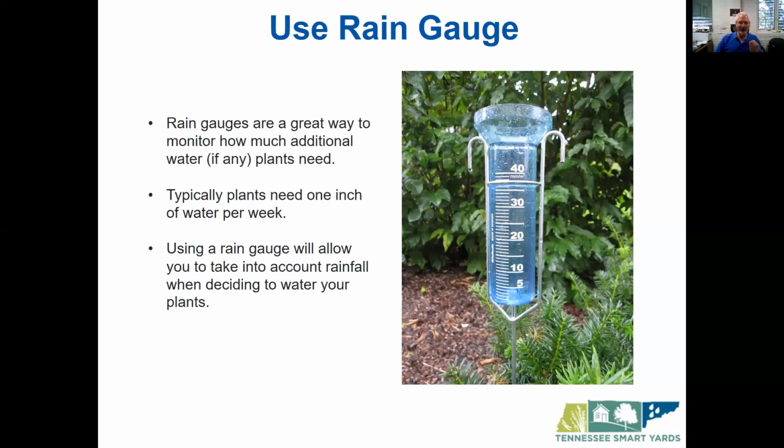But by using a rain gauge, we know that if we get an inch of water per week, then we should not need to add additional water to our landscape. And so our plants should do well without having to add municipal water, because we were able to take advantage of rainwater to do this job.